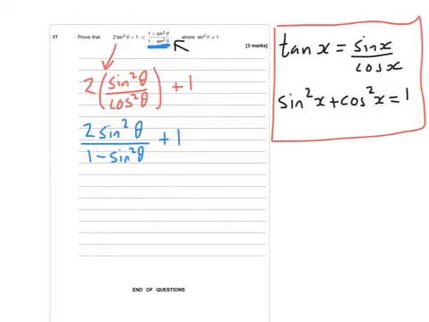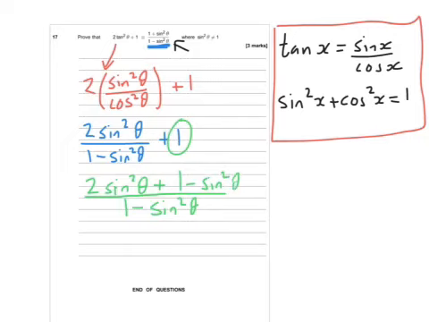So therefore, I'm going to have to put everything over a common denominator. I'll do that in green. So my common denominator is going to become this 1 minus sine squared theta, and this 2 sine squared theta. Now then, this plus 1 here becomes 1 over 1 minus sine squared theta. So these two bits here are equal to 1.